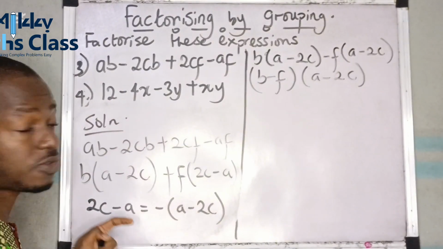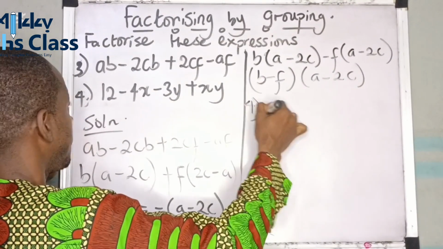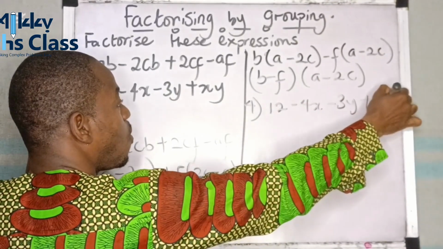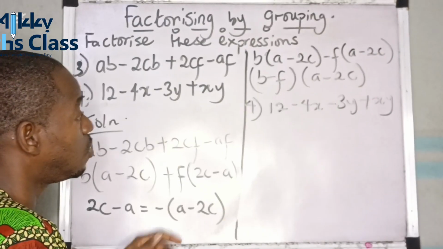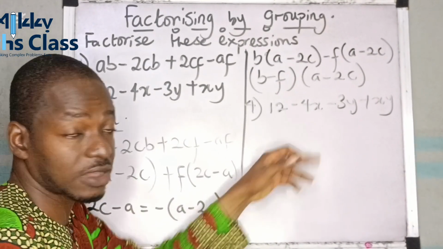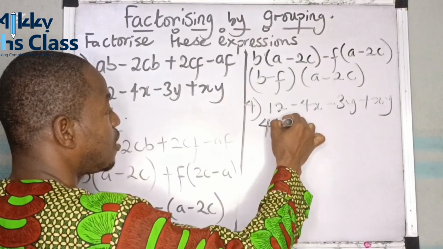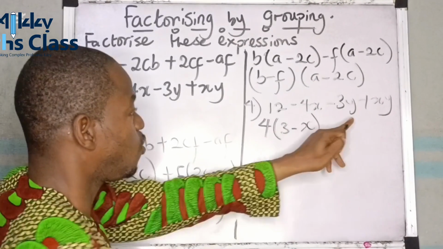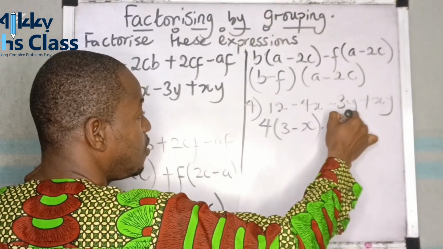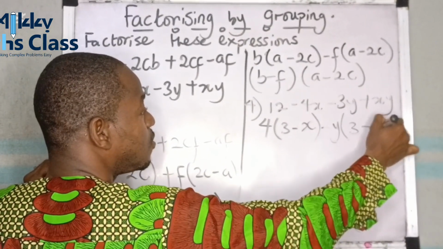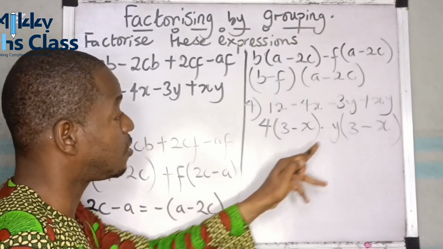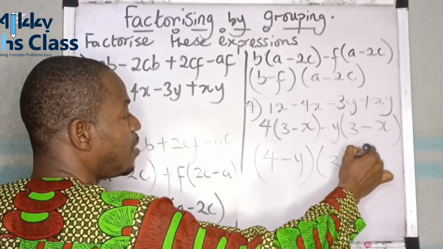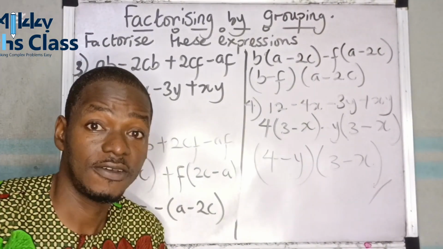Now let's look at the second question. This is number 4. 12 minus 4x minus 3y plus xy. Now what is common between these two is 4 is a factor. So bring it out. This is 4 into bracket 3 minus x. What's common between this? I can see y here, I can see y here. So this is negative y into bracket 3 minus x. And we are pretty much done. 3 minus x, 3 minus x. So this becomes 4 minus y into bracket 3 minus x. And that is our final answer.